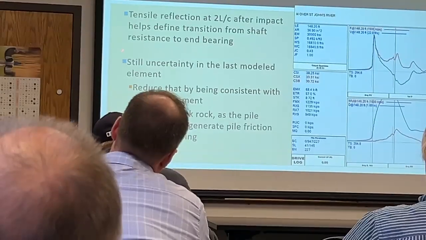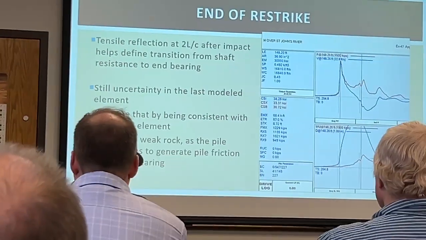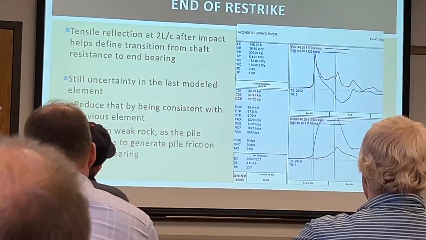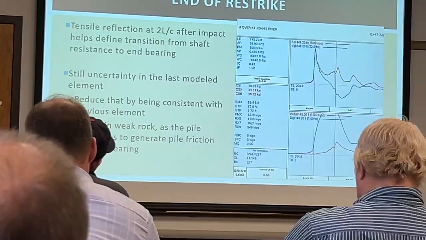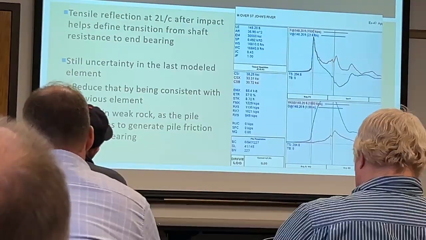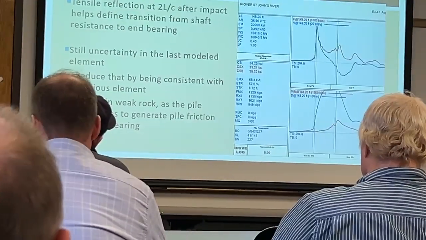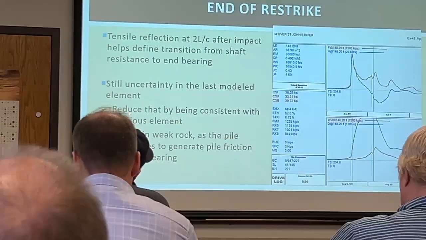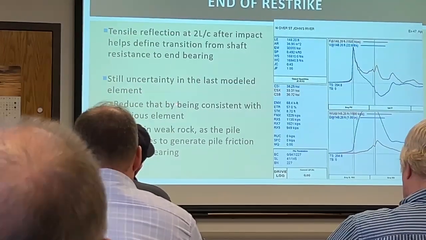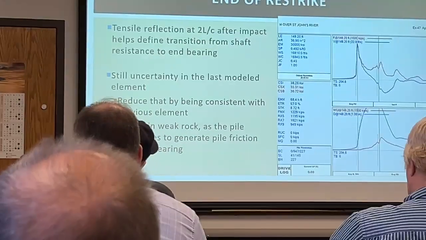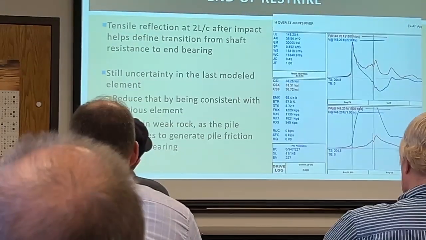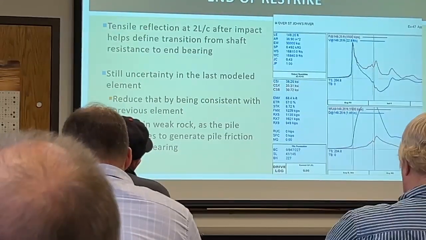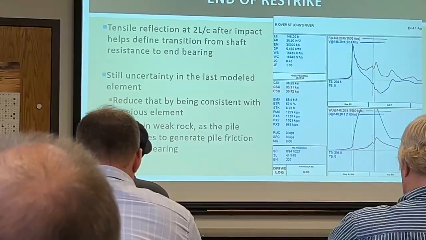We still have a fair bit of uncertainty in that last modeled element. So at the very bottom of the pile, we have a 1 meter segment that has resistance along the side and also resistance coming at the bottom. And that's really a big mix. And so we try to reduce the uncertainty by being consistent with previous elements above it. That keeps us from putting too much on the shaft. And in harder, weak rock, as the pile penetrates, it tends to generate friction and end bearing.